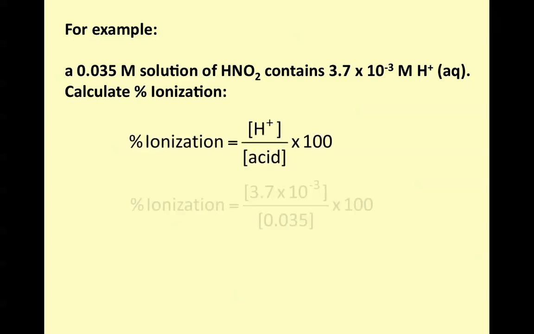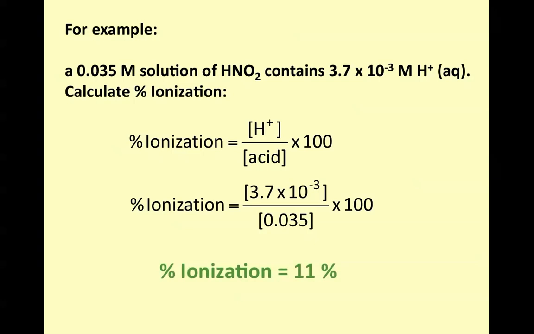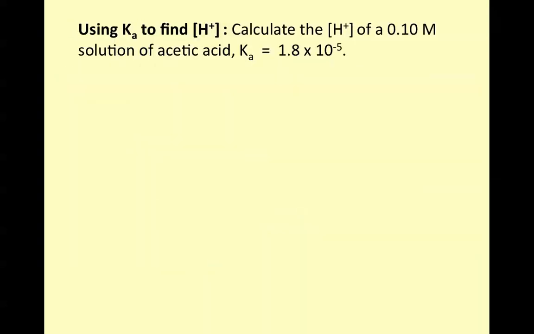So here we have our formula. Again, filling in the hydrogen ions over the whole acid's concentration, giving us a percent ionization of 11%. So only 11% of that original acid, when placed into water, ionized and influences the pH of the solution.